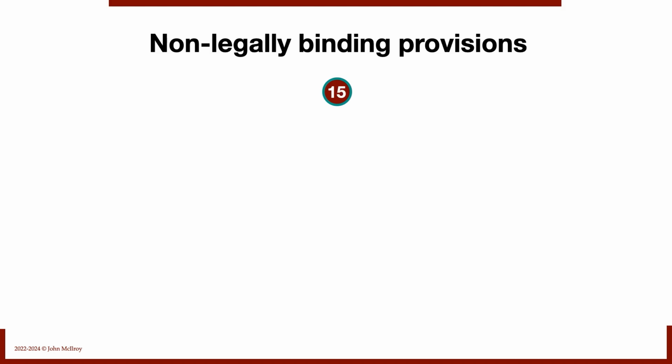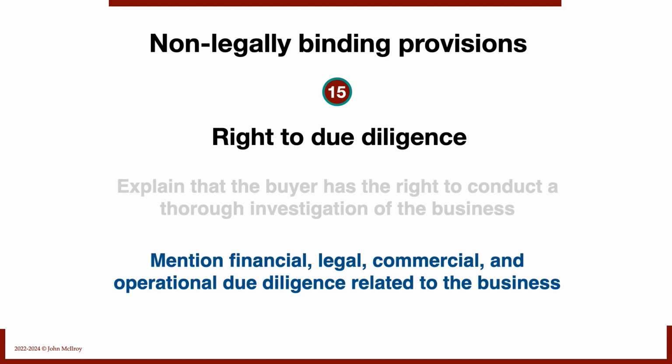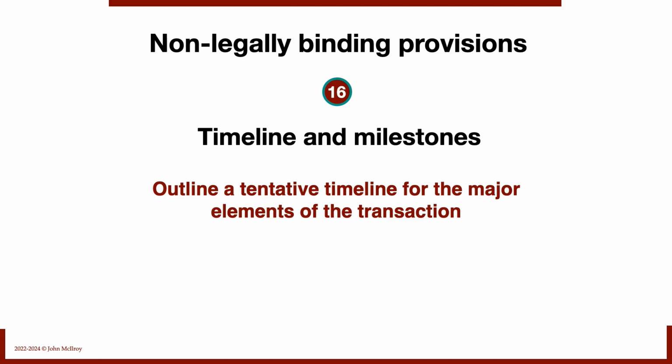Number 15, the right to due diligence. Explain that the buyer has the right to conduct a thorough investigation of the target business. Mention financial, legal, commercial, and operational due diligence, all related to the business. Put it right in the LOI. 16, timelines and milestones. Outline a tentative timeline for the major elements of the transaction.